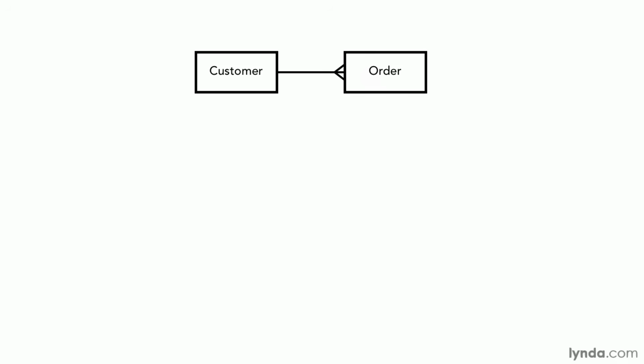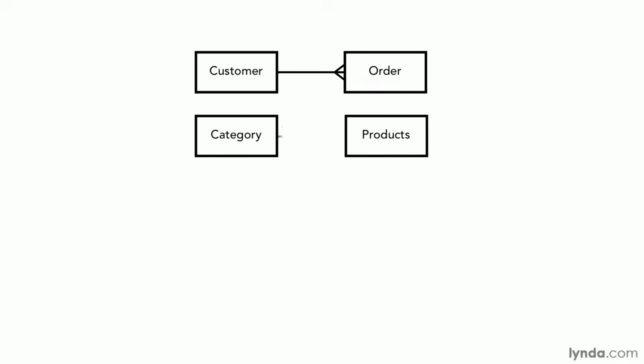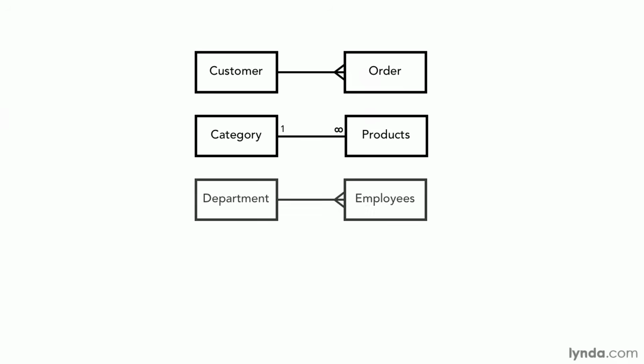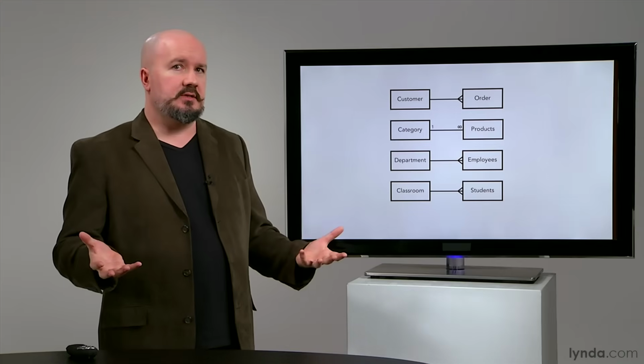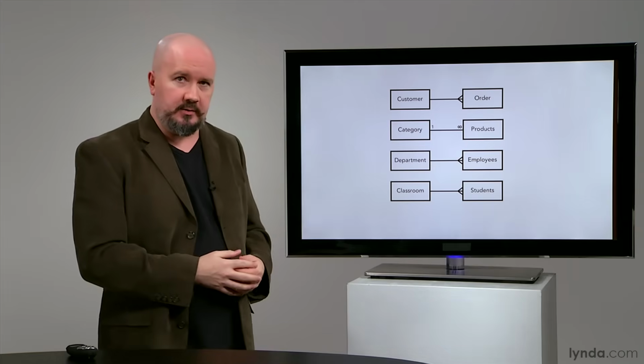In a database diagram, you'll see these sketched out a couple of different ways. Some people use the crow's foot symbol to show which way the relationship goes. In others, you might see the one to infinity symbol. So one customer has many orders, one category has many products, one department has many employees, one classroom has many students, and so on. And it's very, very common to have these kind of relationships between your tables. Most tables in well-designed databases have relationships to one or more other tables.